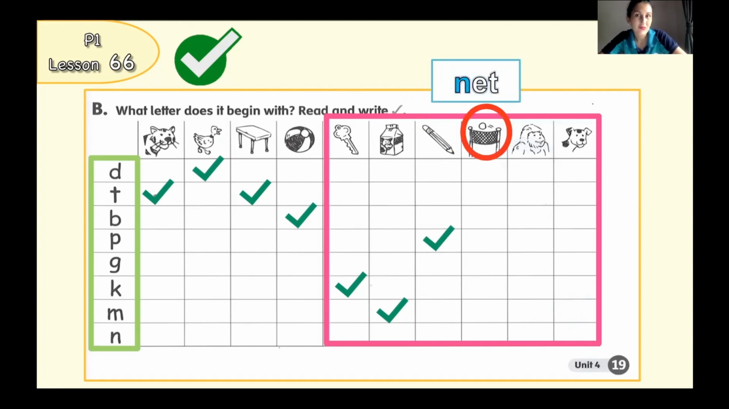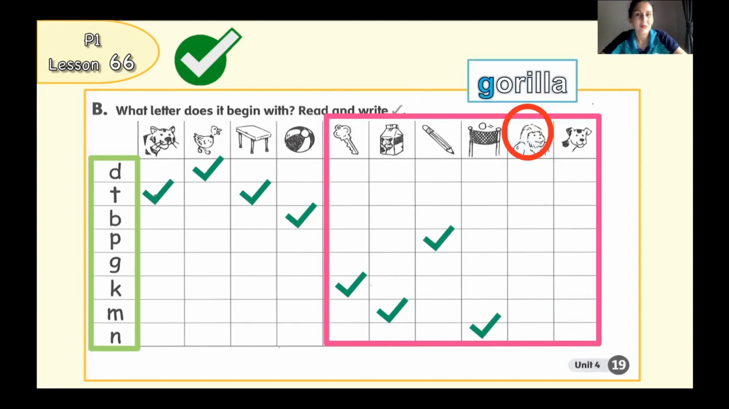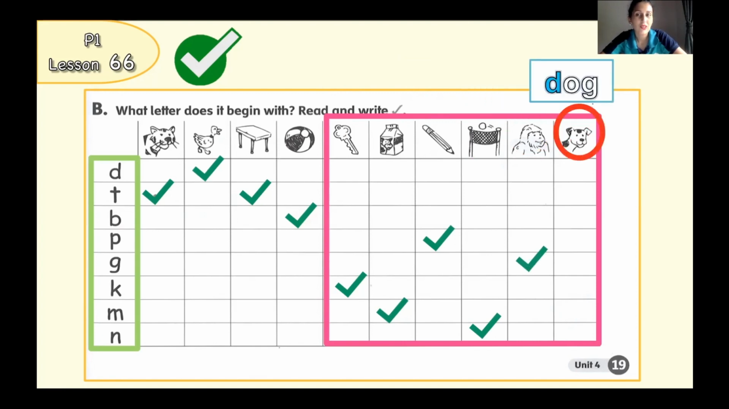What is it? It's a net. And the beginning letter of the word is letter N. Write the check mark. Okay, gorilla. And what about the beginning letter? It is letter G. And the last picture is dog. It begins with the letter D.